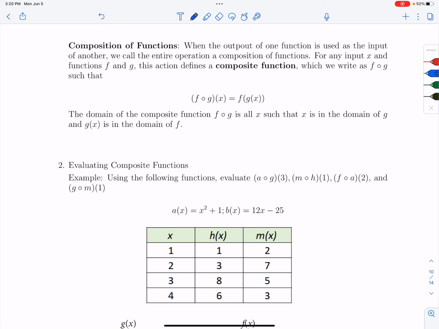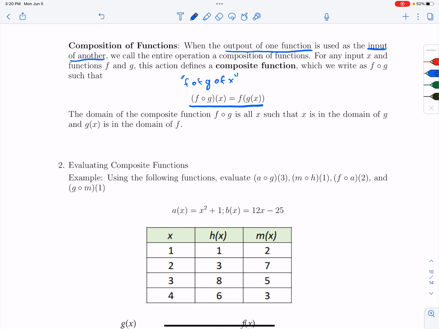In this video, we'll be going over composite functions and how we find the domain of composite functions. A composite function is when the output of one function is used as the input of another function. For any input x and functions f and g, this action defines a composite function. This is how we write a composite function either way. How we read this is f of g of x.